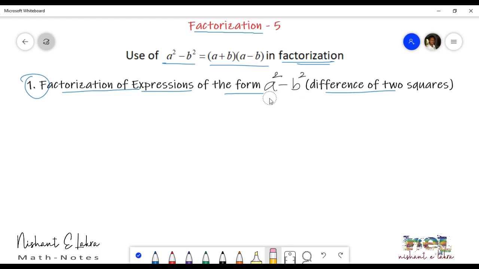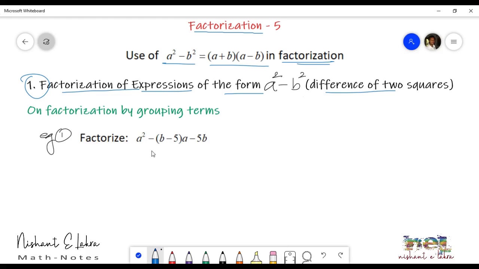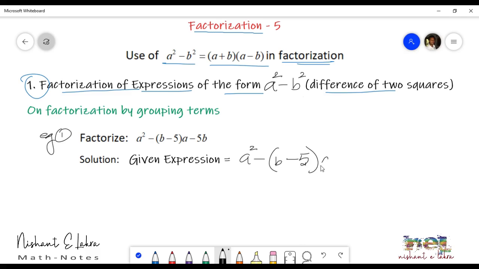Now when we factorize by grouping forms, let's see how we can factorize by grouping forms. This is the question here: a square minus b minus 5 in brackets a minus 5b. So let us see how to solve it. The first point is, let us write down the given expression, that is a square minus b minus 5 in brackets into a minus 5b.